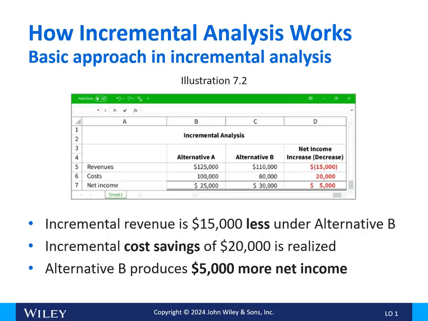So incremental revenue is less under alternative B by $15,000. That's what that first line is saying. But the cost savings is more. So we have less costs under alternative B. Even though we have lower revenue, we have less costs. So alternative B actually produces $5,000 more net income. So if we're just on a financial basis faced with these two decisions, we should pick alternative B because it provides more net income.